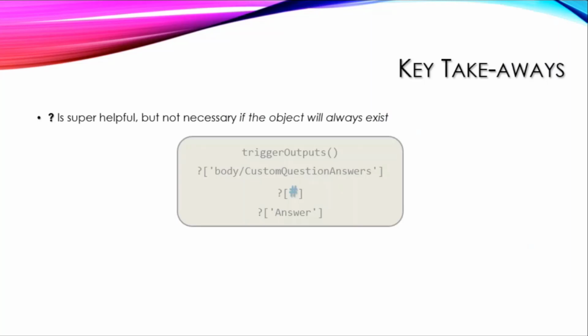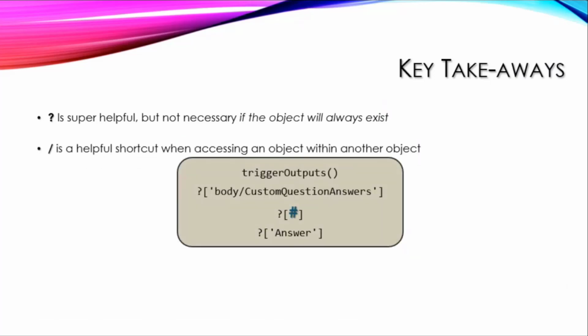So takeaways from this: question mark, super helpful, but it's not necessary if the object always exists. So this here that I'm showing is the exact same as this. It's just taking that question mark out. If it's always going to be there, the question mark isn't needed. But if there's a slight chance or a possibility that the object is not going to be there, do yourself a favor and put the question mark in there.